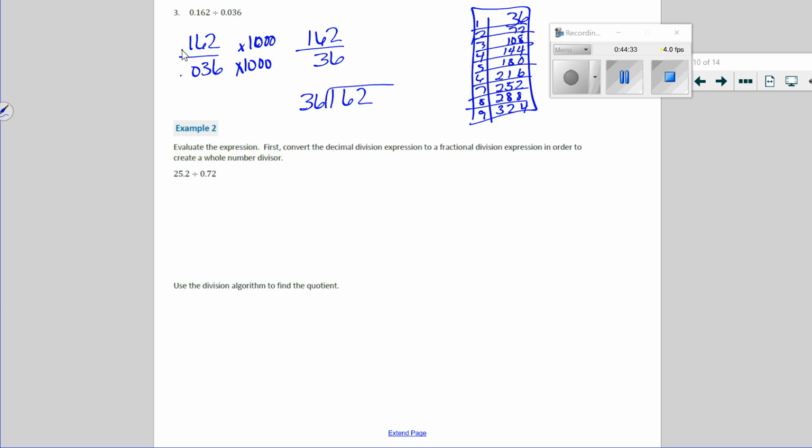Will 36 go into 1? No. Into 16? No. So it won't go into either of those. 162, it's going to go 4 times. Subtract the 144. Gives us an 8. Now I'm into my decimal places. So 180. 36 goes into 180 5 times. That actually turned out pretty easy, right?